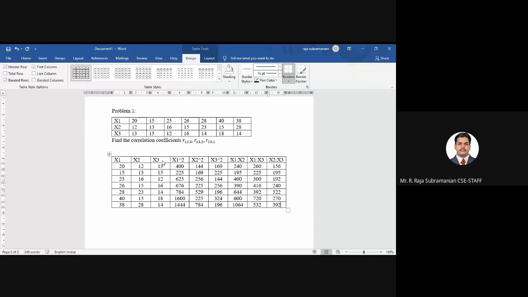So now we can take the summations of these. If I add all these, 400 plus 225 plus 625 plus 676 plus 784 plus 1600 plus 1444, what will come?